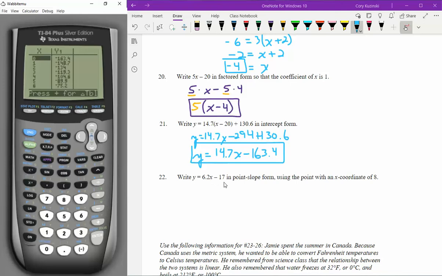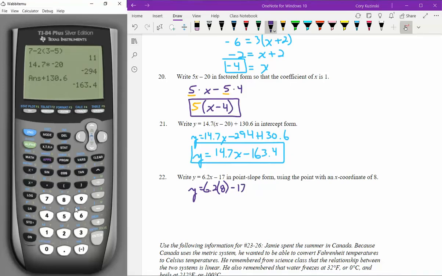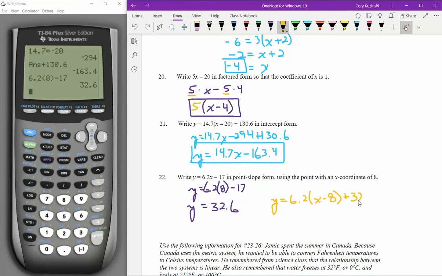All right, so we got this equation, and we're going to write it in point slope using an x value of 8. Well, let's figure out what y is when x is 8 first. Again, we could use the calculator as a shortcut for this, both the table or just a home screen like I'm about to do. All right, so that gives me y equals 32.6. So now I can write my new equation, which is going to be y equals 6.2 is my slope, x minus the 8, which is the x value that was given to us, plus the 32.6, which is the y value that we just figured out.